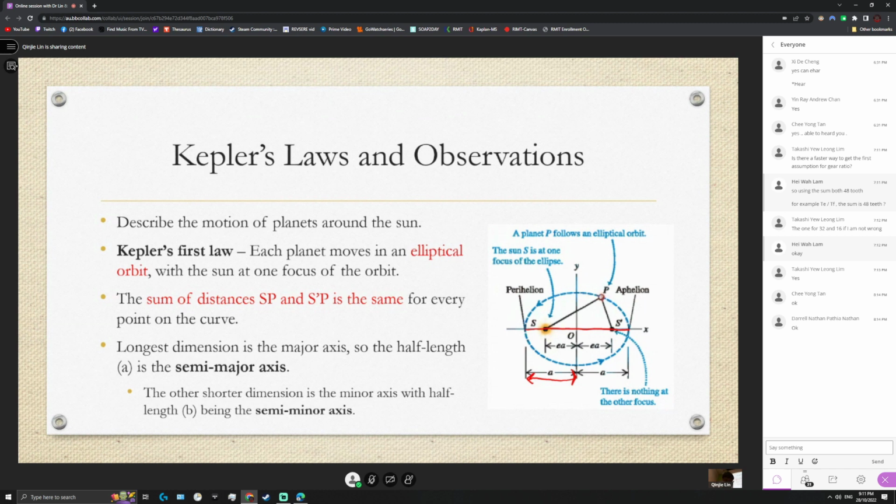Where I use another color. This is the minor axis. The shorter side is the minor. The longer side is the major. Okay, so you have semi, which is half of it.